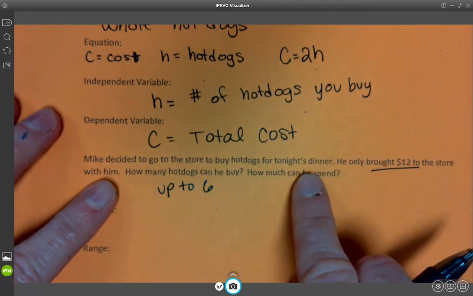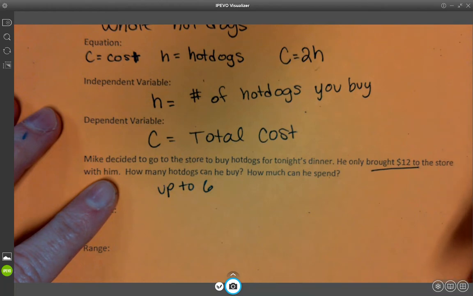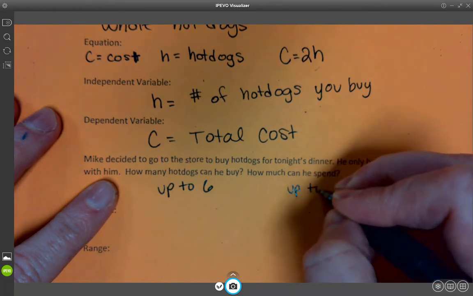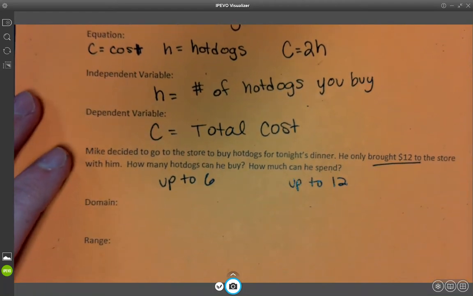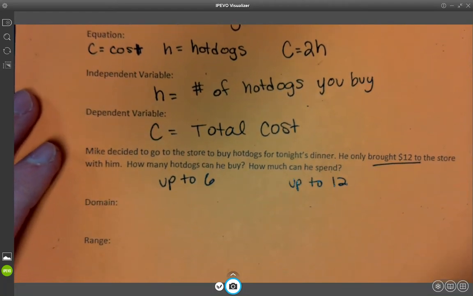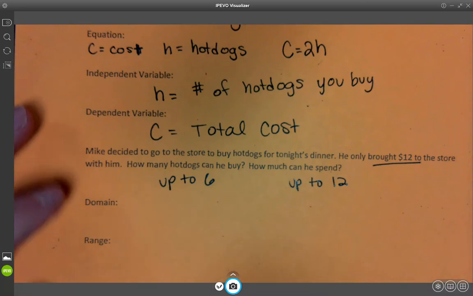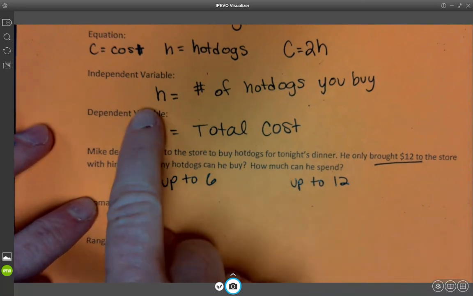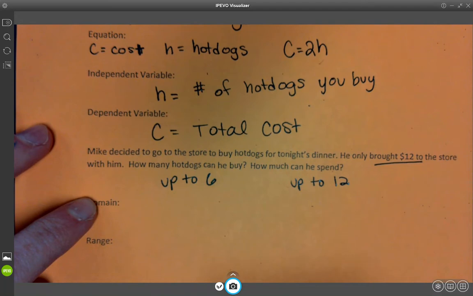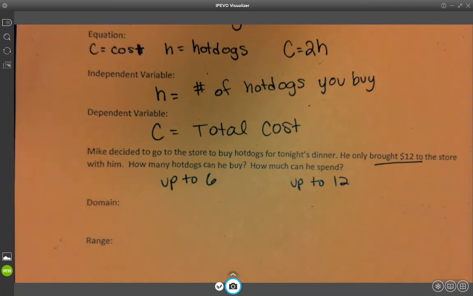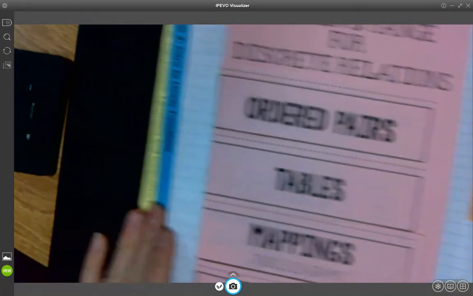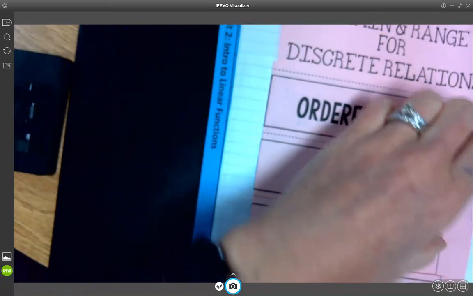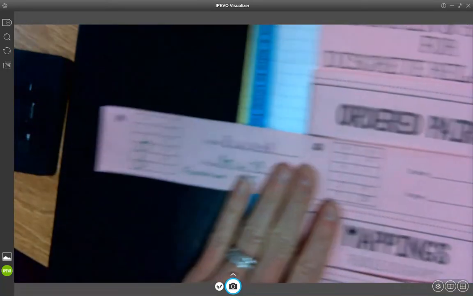How much can he spend? Up to $12, because he could spend less. Because he has a total of $12. So our domain is H, the number of hot dogs you buy. Remember when we did domain and range of discrete? It was like this. We've made a table already, so let's go there.